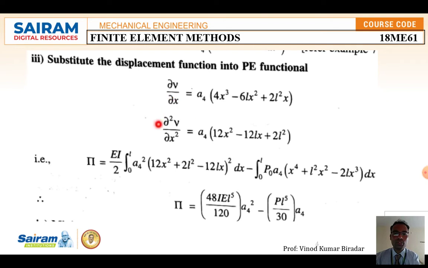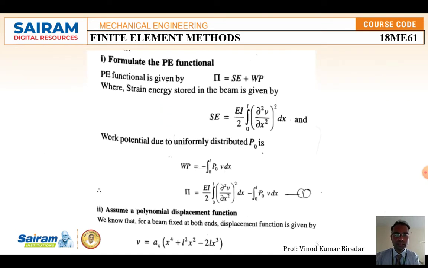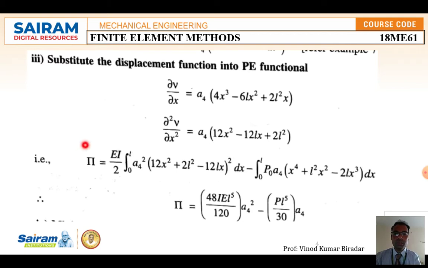Now this value you have to substitute in the potential energy function equation, that is from equation number 1. So after substituting, you are going to get Π is equal to EI by 2 integration of 0 to L, A4 squared, this bracket (12x² + 2L² − 12Lx) whole square dx. This is a square minus b square, that is what you have to substitute in this equation.